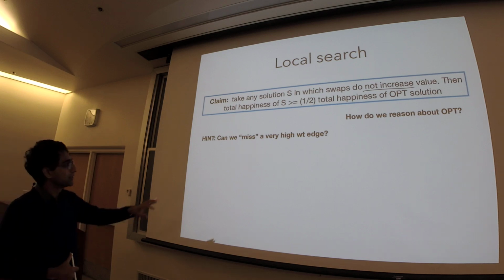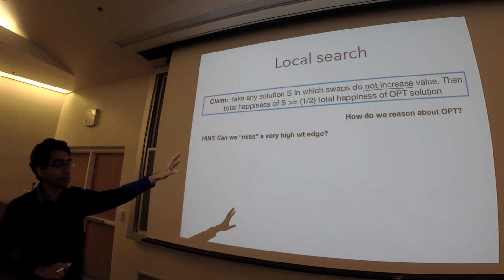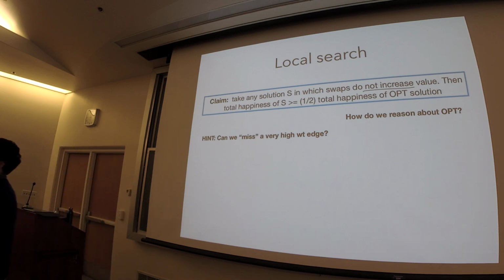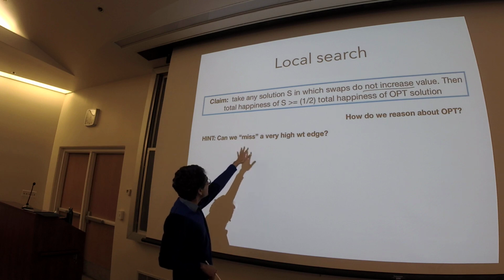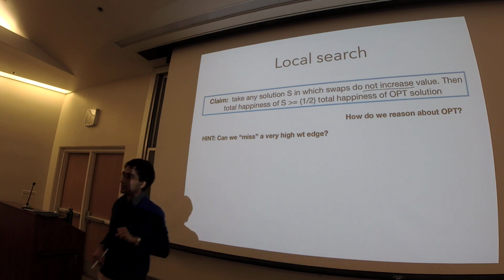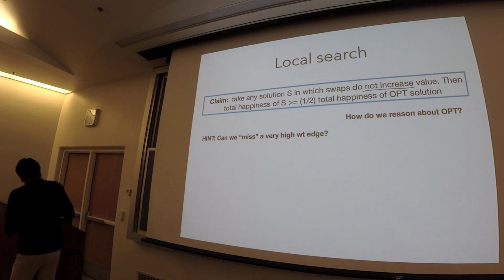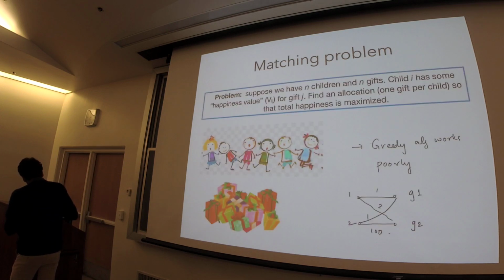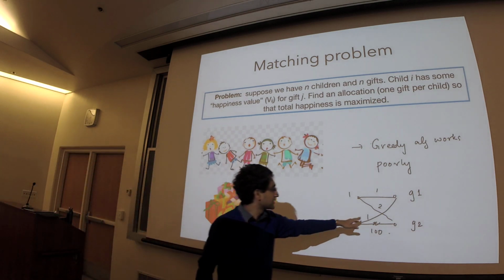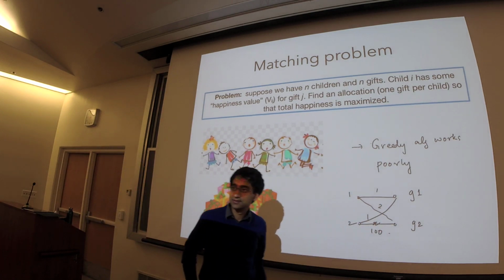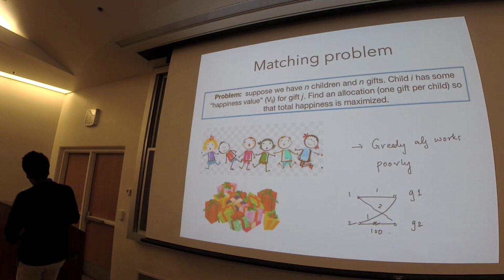Now there's the usual question: how do we reason about an optimum that we don't know? We've already done this before. Assume that the optimum is something and try to reason about that. That's the standard trick. The main hint is to ask: can we miss a very high weight edge? If you remember, in the greedy algorithm this is what had happened: you had a very high weight edge that the greedy algorithm missed. So let's start off by asking that question.